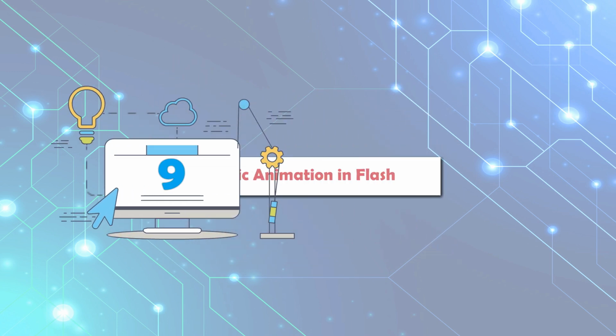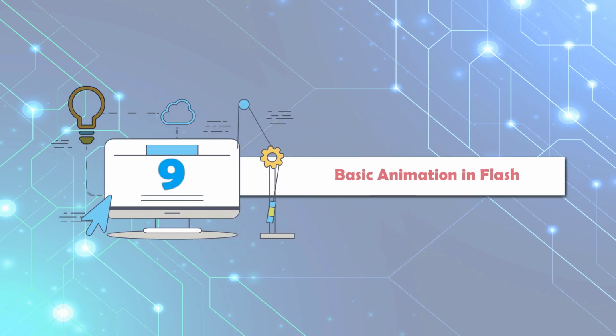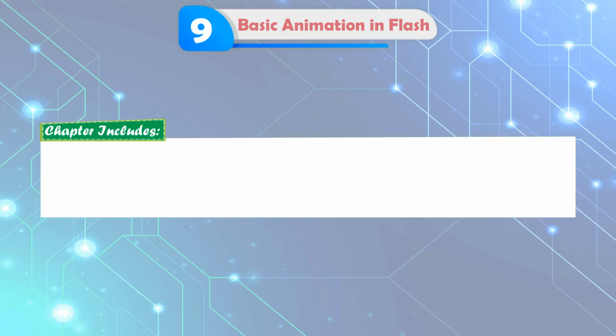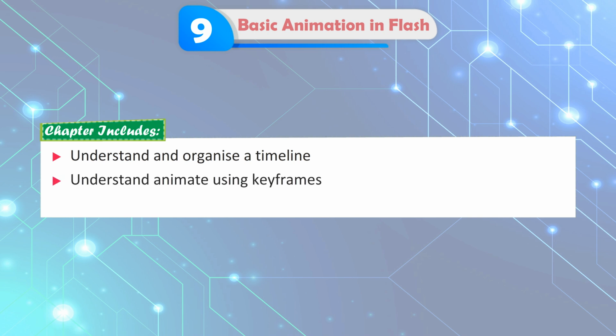Chapter 9: Basic Animation in Flash. This chapter includes: understanding and organizing a timeline, and understanding how to animate using keyframes, frame-by-frame animation, and tweened animation.